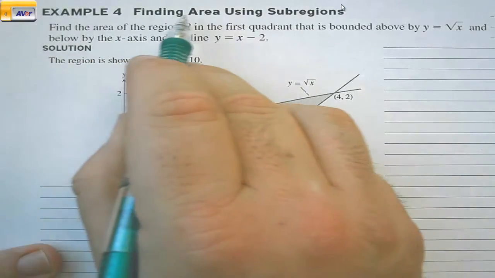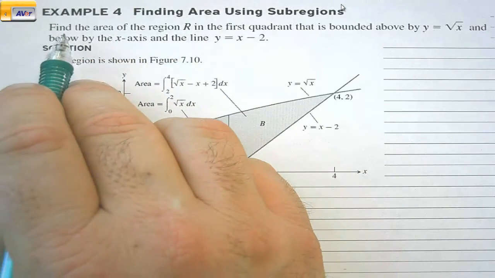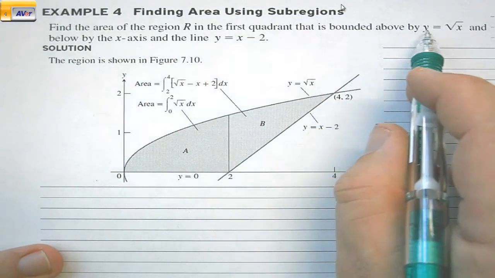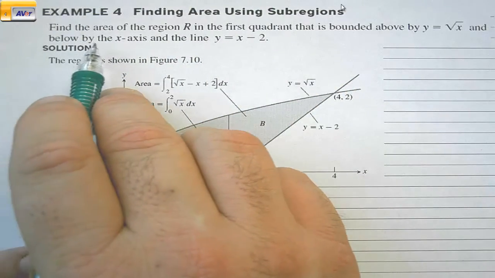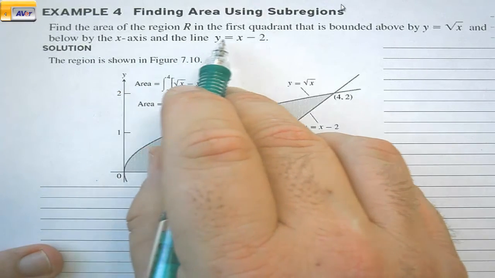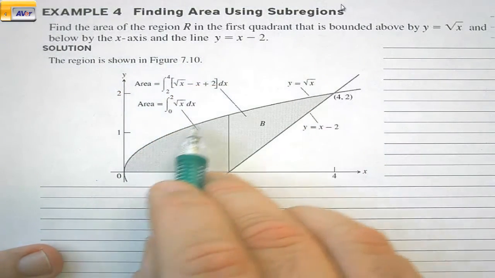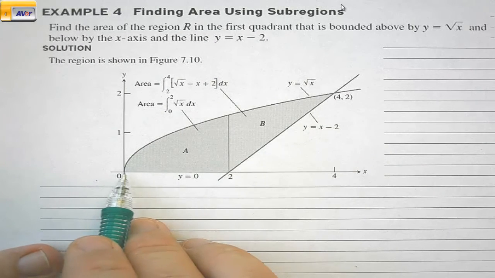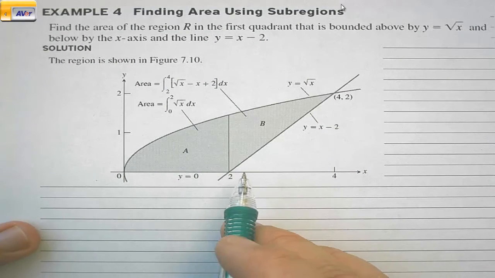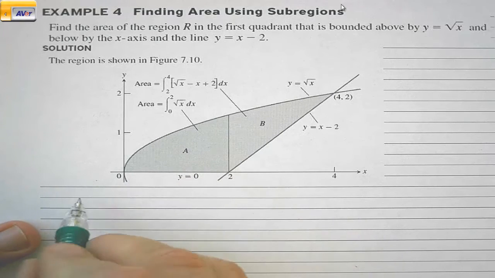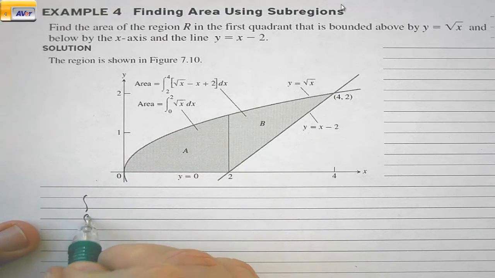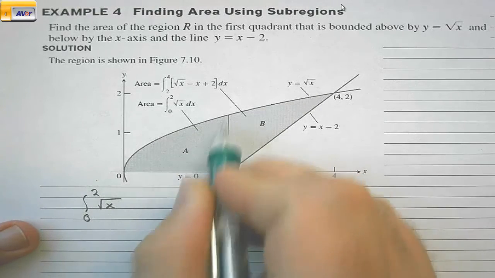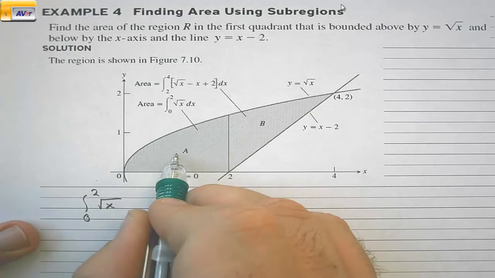Example 4, finding area using subregions. Find the area of the region R in the first quadrant that is bounded above by y equals square root of x and below by the x-axis and the line y equals x minus 2. So there is the square root of x. Here's the line. And then we're also bound by the x-axis. If we're going to do top minus bottom, then we're going to integrate from 0 to 2 of the square root of x, because the area under the curve goes to the x-axis, so we're good here.